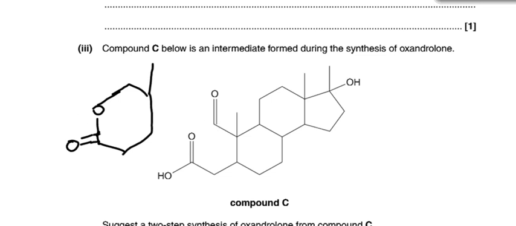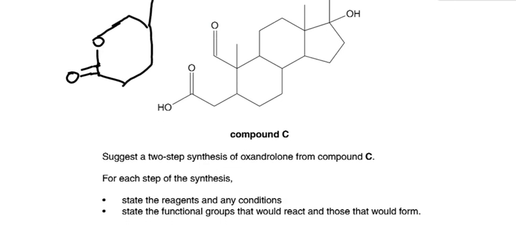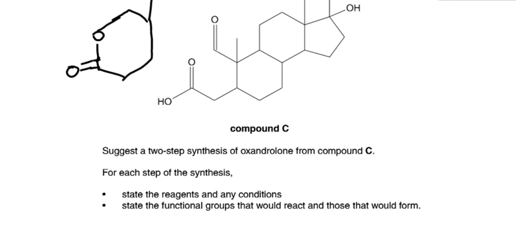So in this part of the question you're asked to suggest a 2-step synthesis of oxandrolone from compound C. So you've got to make the ester from the 2 functional groups you've got here. This part of the molecule has to become your ester. For each step of the synthesis, state the reagents and conditions. Important here, you've got stating the reagents and conditions. But notice what it's not saying. And also state the functional groups. It's important to state the functional groups that would react and those that would form.